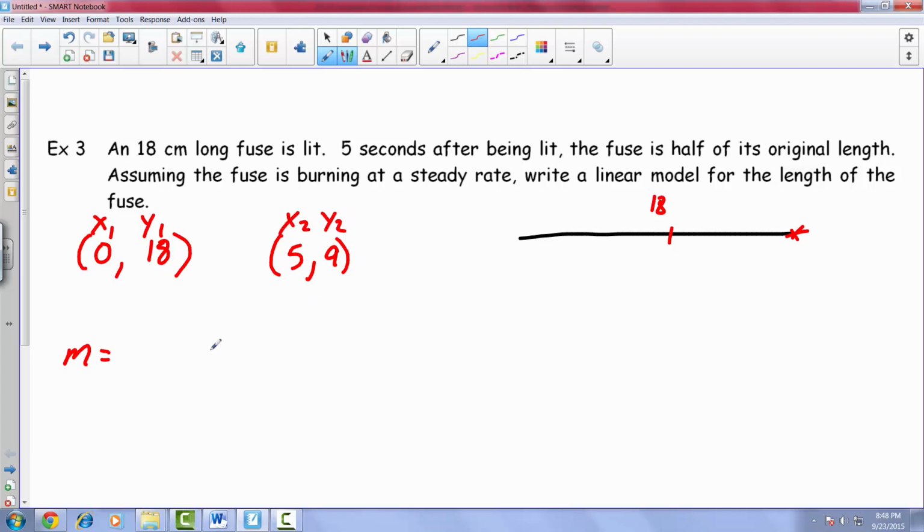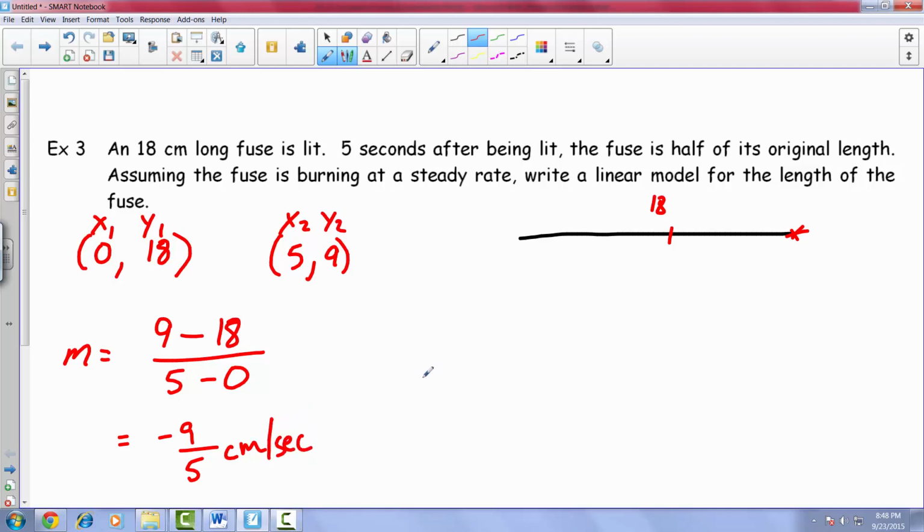Going ahead and substituting our variables in for our slope formula, we end up with 9 minus 18 all over 5 minus 0. So it looks like our slope, or rate of change, just comes out to be negative 9 over 5 centimeters. And this is centimeters per second.